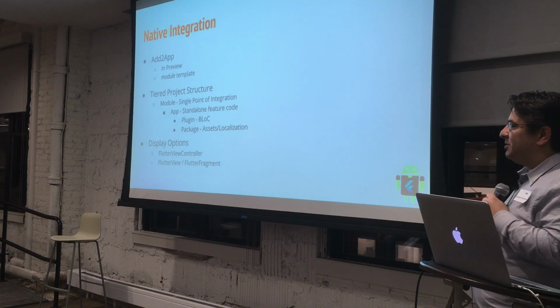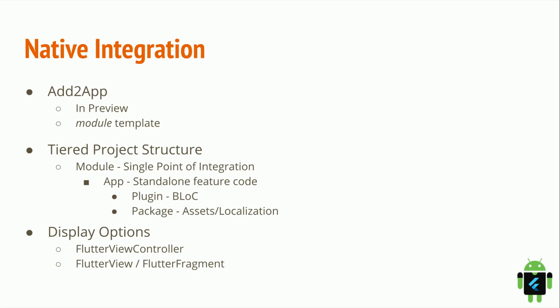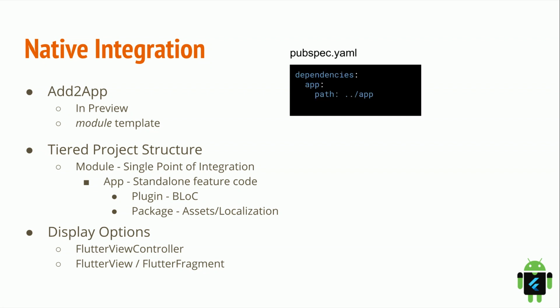And then, of course, your display options when you go native in this module template is to use FlutterViewController on iOS. iOS devs, catch that, your first thing. And then FlutterView or FlutterFragment on Android. So your pubspec, you would have an app. This is the pubspec of your module. This is why I said my animations are a little off. So your app, you would depend on that app standalone feature through a dependency, and that's all you'd include. That would then tier itself. It would get the plugins. It would get all the related dependencies for the app.